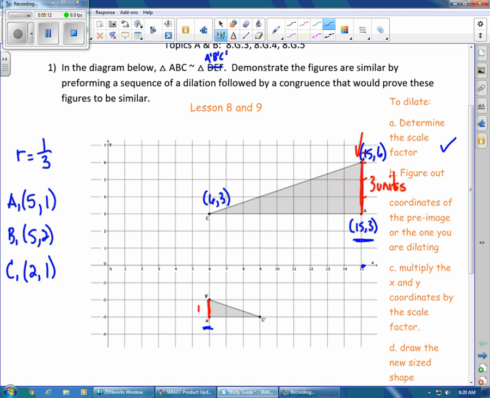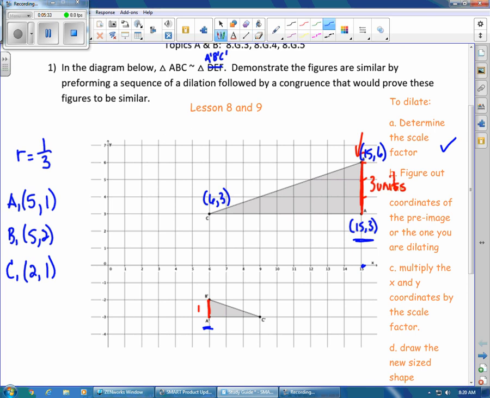Now, sometimes I put the coordinates right next to each other, where I might write it like A is at 15, 3, and A sub 1 is at 5, 1. However you want to show me your work is fine. I don't have a problem either way. Just make sure it's neat and I can follow it and understand it.